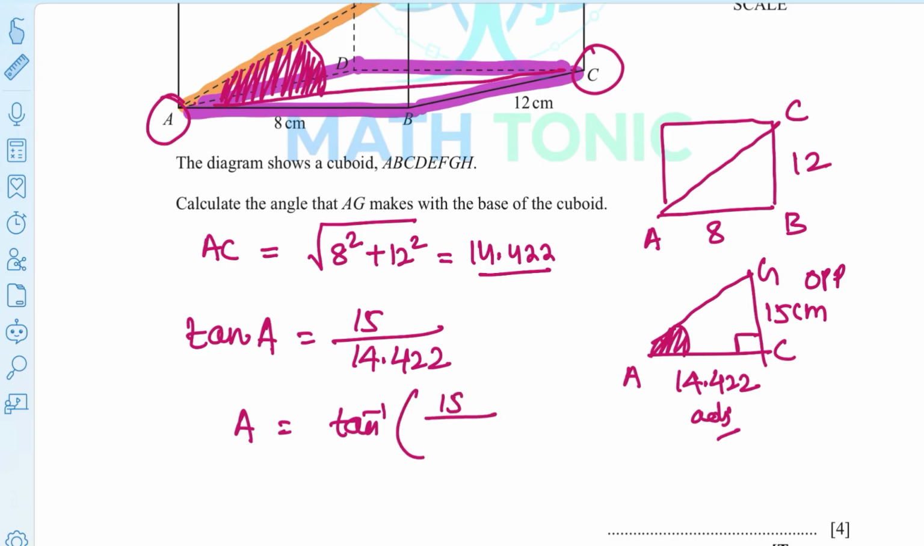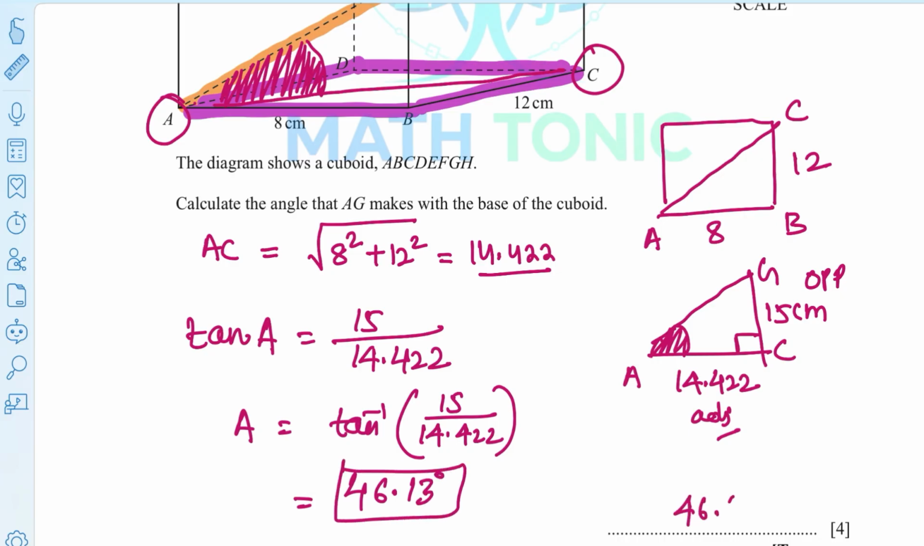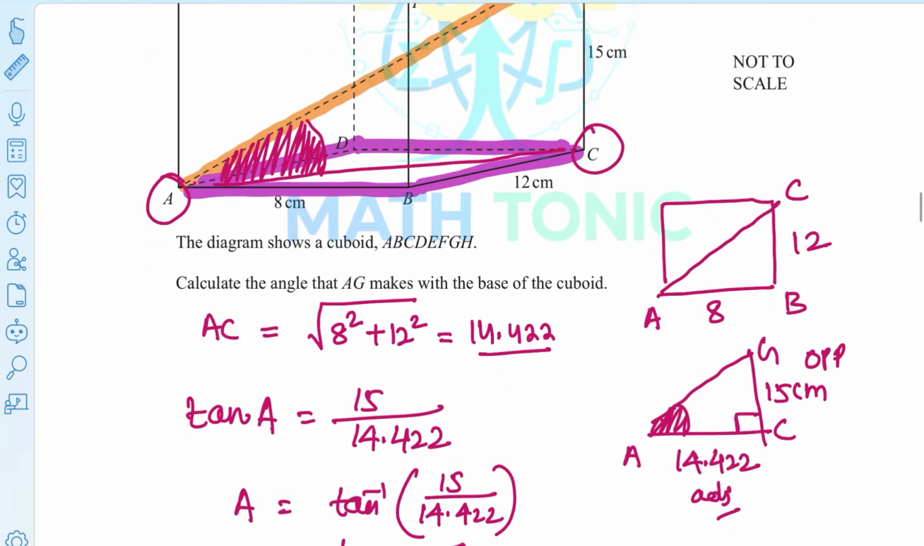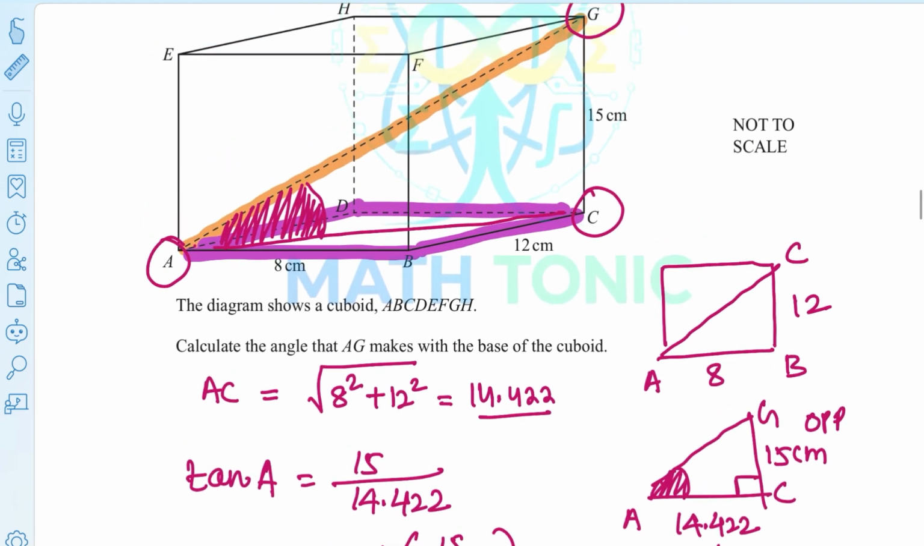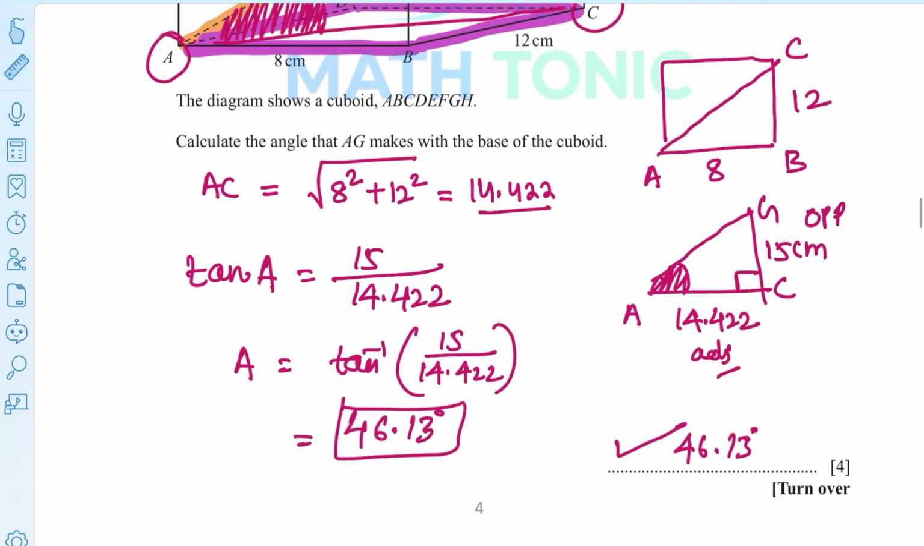We have 15 over 14.422. Okay, type in the calculator. So I hope you are getting 46.13 degree. Yes, 46.13 degree. The answer for this question will be 46.13 degree. This is not a difficult question. This is an easy question, I think so. Okay, you can check this.